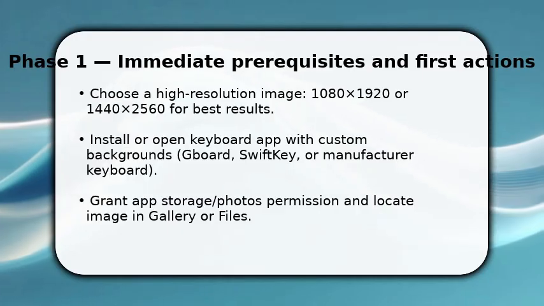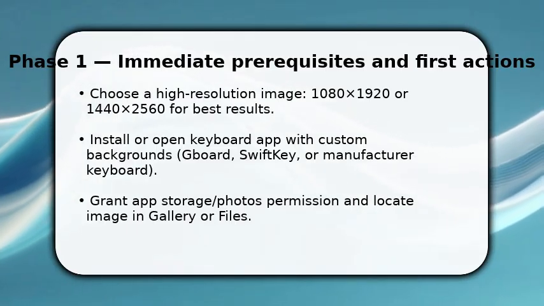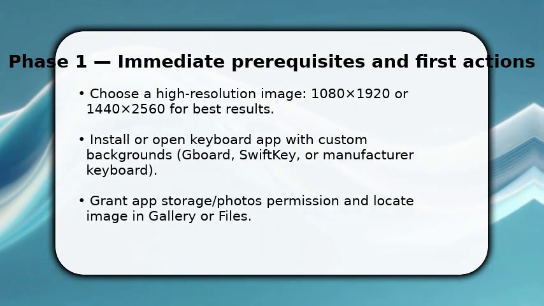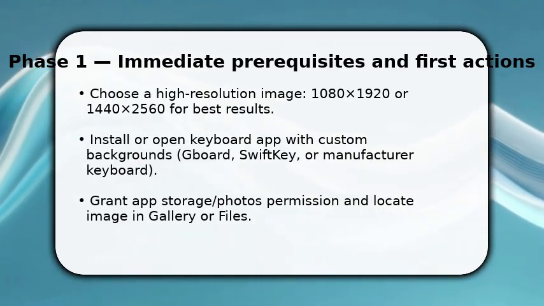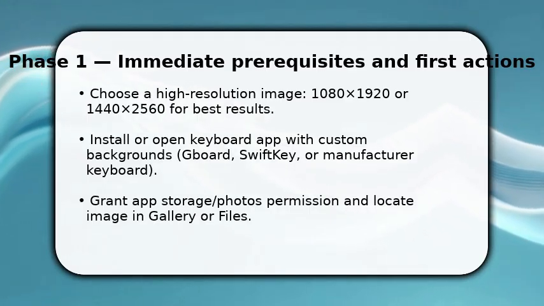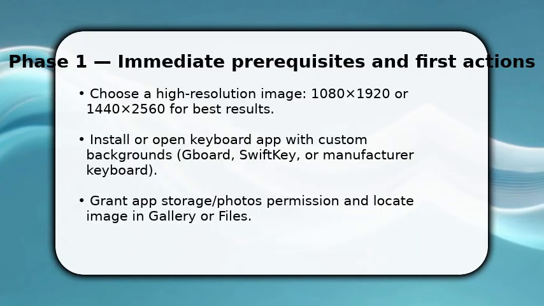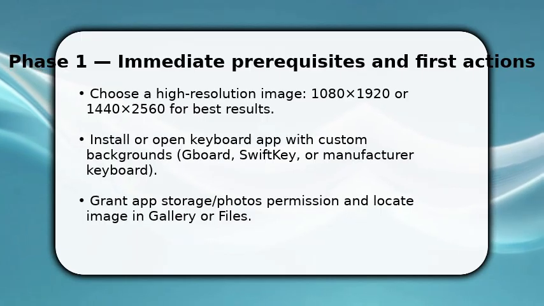You start by selecting a clear image and opening the keyboard app that supports custom backgrounds. Choose an image with at least 1080 x 1920 pixels so keys stay sharp. This matters for readability. Once done, grant the keyboard app access to your photos or files. Without permission, you can't load the wallpaper. Make sure you know where the image lives: gallery, downloads, or a cloud folder.